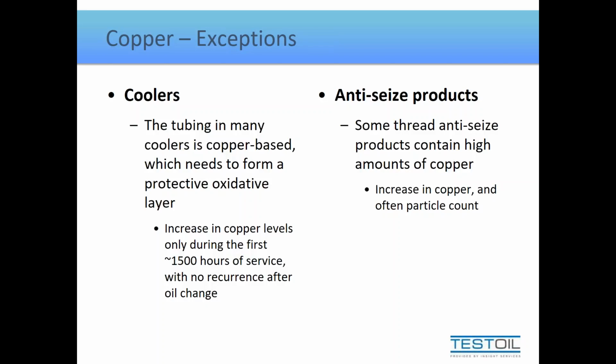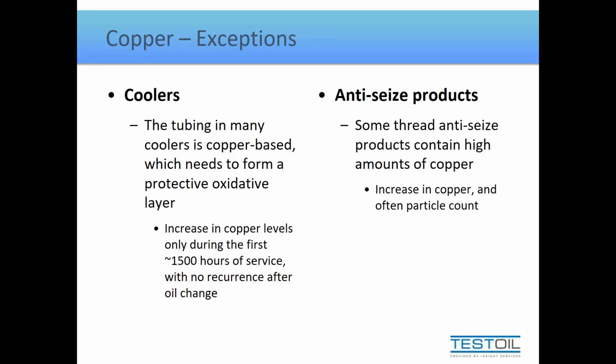So if you see that anomalous high copper during the first couple months of service after a new cooler has been installed or a new component has been brought online, you could attribute it to the cooler. Another source, though, would be anti-seize products. One of the more predominant brands out there that obviously has copper in it would be called Copper Coat. And Copper Coat anti-seize has particles of copper contained within the anti-seize compound.